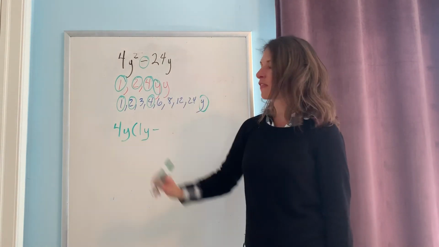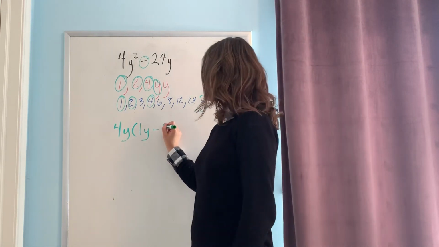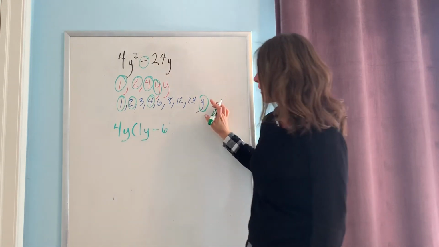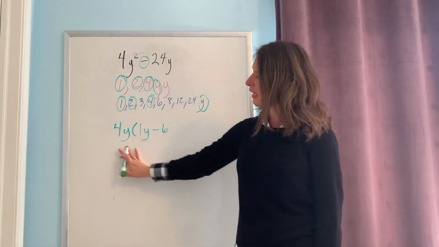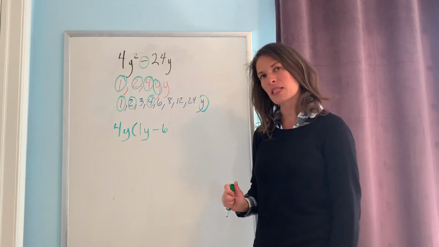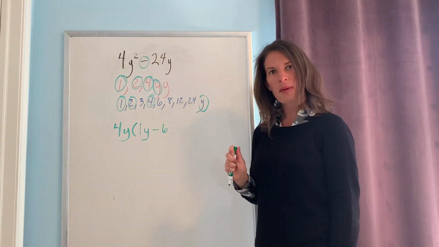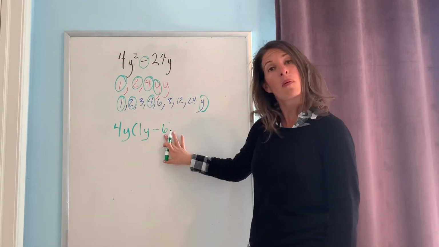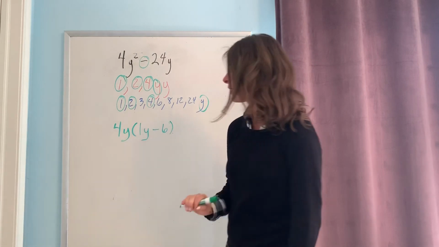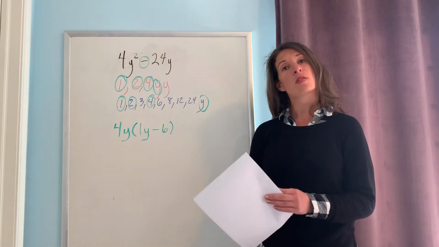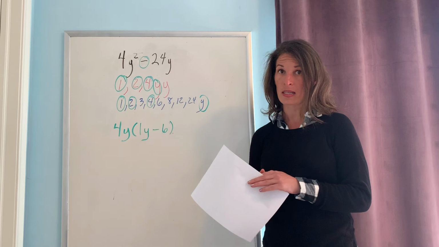24 divided by 4 is 6. I had a y, but I circled it and I pulled it out in front of my parentheses. There are no other y's left. There are no other variables left in my factor, so that means that I cannot put 1 here. So my final answer is 4y times 1y minus 6.